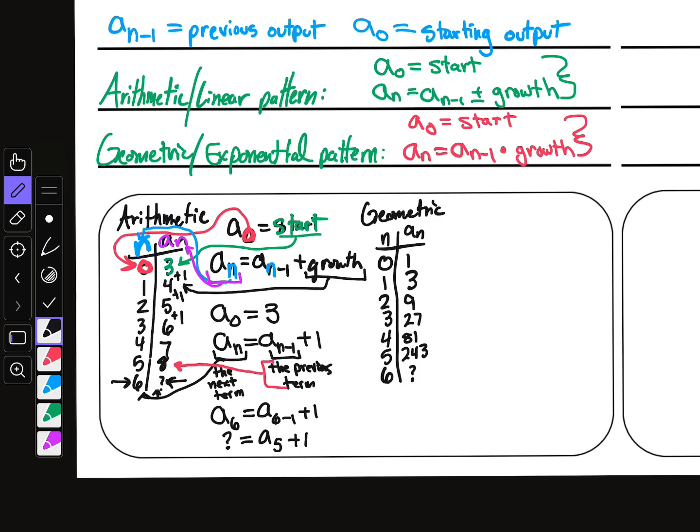Like I said, the a sub 6, a sub n, a sub 5, when I say the whole thing, that's the output. So what is a sub 5? Well, it's 8. So this we can actually replace with 8. So we have question mark equals 8 plus 1. Well, what's 8 plus 1? It's 9. So what does a sub 6 equal?